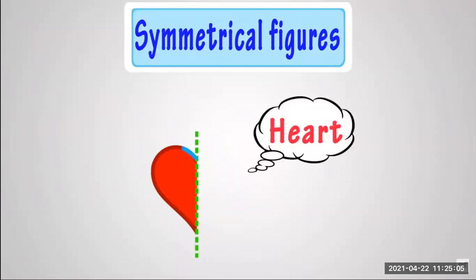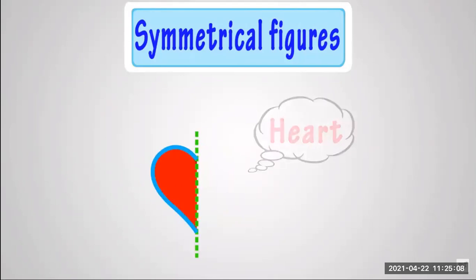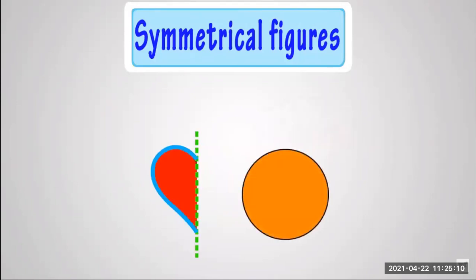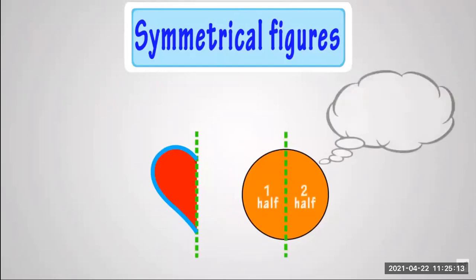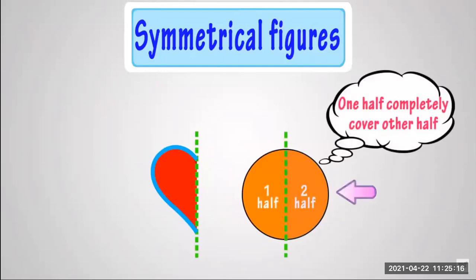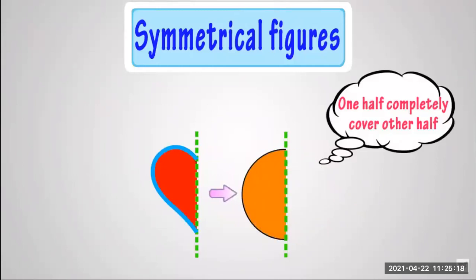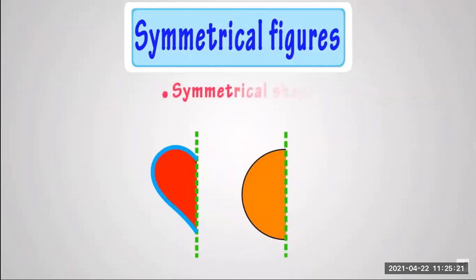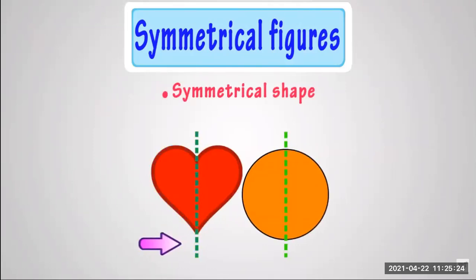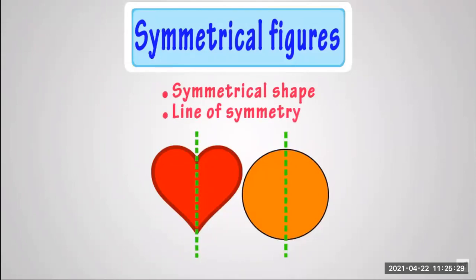Yeah, it completely covers the other half. And when you can fold a shape in half and one half exactly covers the other half, we can say that the shape is symmetrical. And the fold line is the line of symmetry. So this shape is a symmetrical shape. And this line of fold that divides the shape into two similar halves is the line of symmetry.